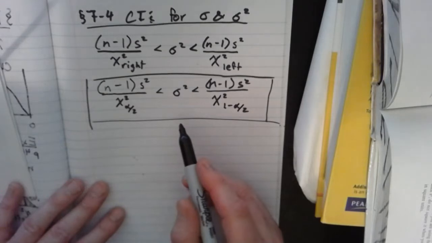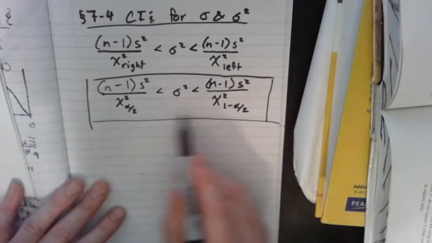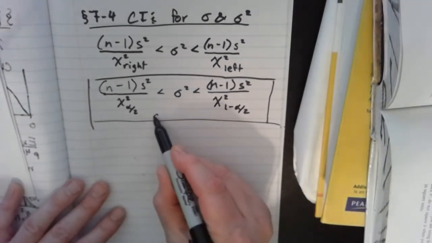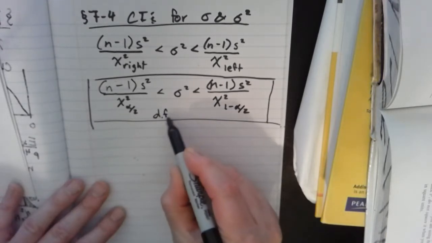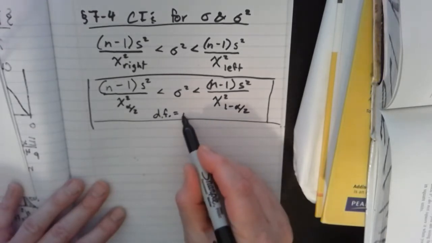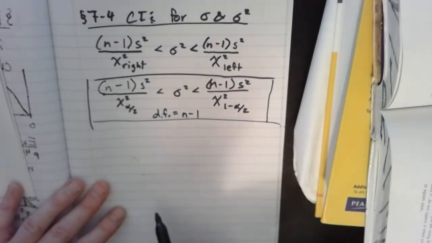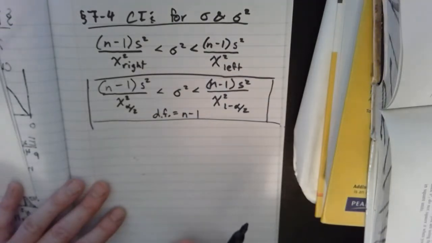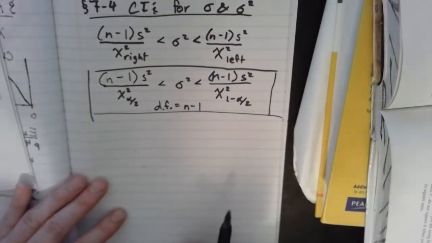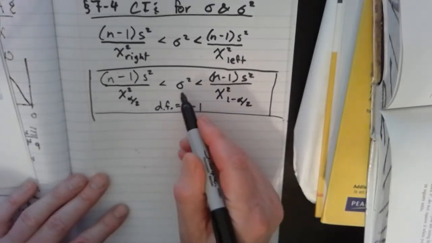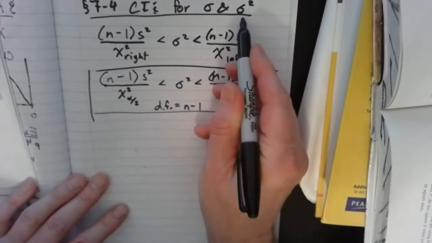Oh, and also remember for our chi-squared value, we have to use our degrees of freedom. I think I mentioned this before. I don't think I ever wrote it down. It's that the degrees of freedom is going to be n minus 1. Okay. All right, and then that's variance. So sigma squared is variance.